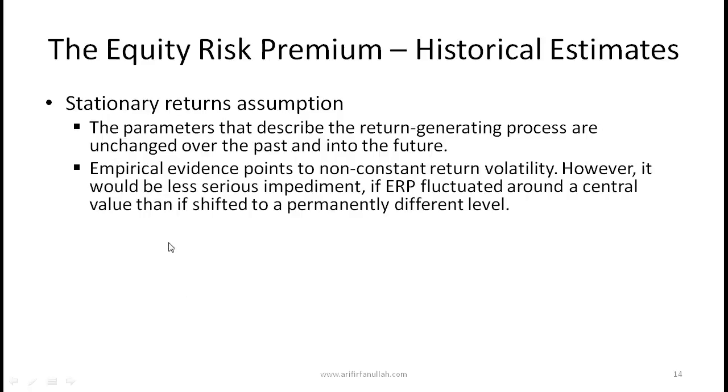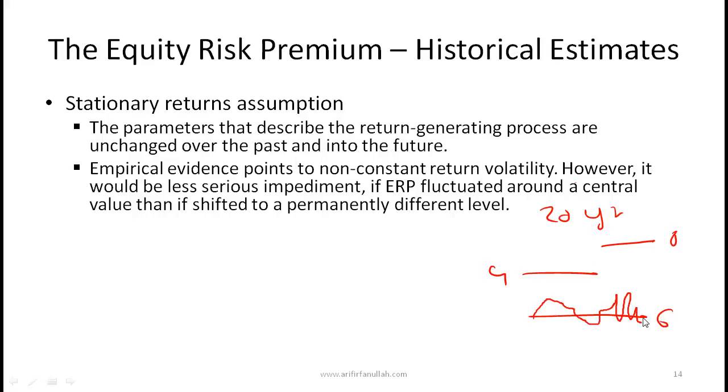Okay. Now, empirical evidence points to non-constant return volatility. However, it would be a less serious impediment if the equity risk premium fluctuated around a central value as opposed to shifting to a completely different level. So the point here is that if we use 20-year data, and in the first 10 years the equity risk premium is at 4, and then for the next 10 years it's just moved up to say 8, this is a major problem. On the other hand, if it is generally fluctuating around 6 and initially it's not too volatile, then it becomes more volatile, this is also non-stationary but not such a problem.